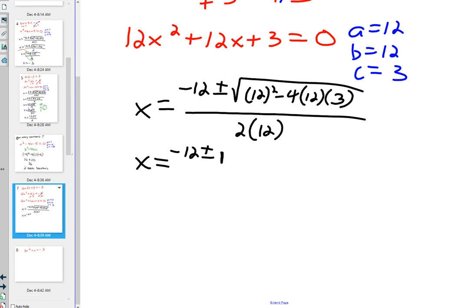Negative 12 plus or minus square root of 144. How many negatives come after the square? One. So keep it minus 4 times 12 times 3 is also 144.